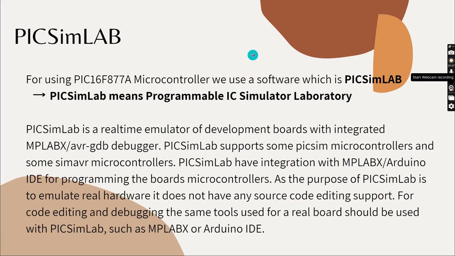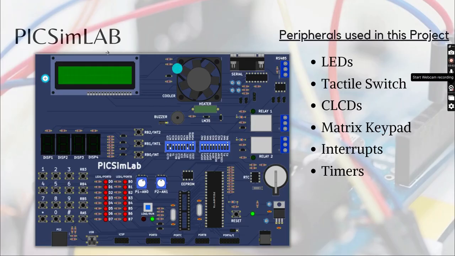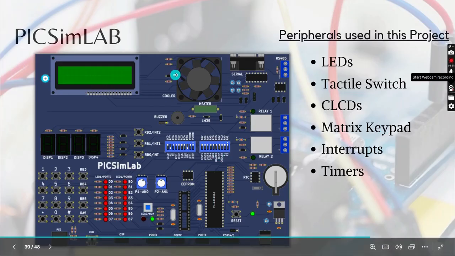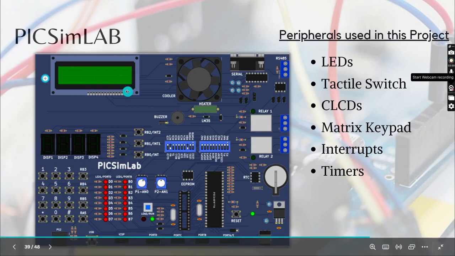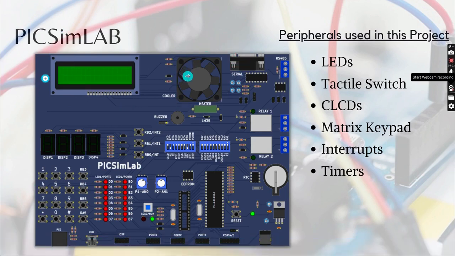Now, this is the software which we are going to use for implementation and simulation of our microwave oven using the microcontroller. The name of the software is PIC-SimLab. PIC-SimLab stands for Programmable IC Simulator Laboratory. This is the interface of our PIC 16F877A board. Here are the LEDs, here is our matrix keypad, here is our LCD display, here is our fan. This fan represents whether our oven is on or not.